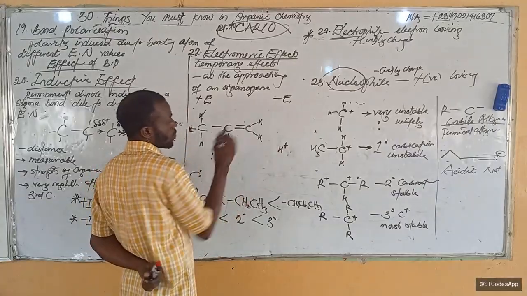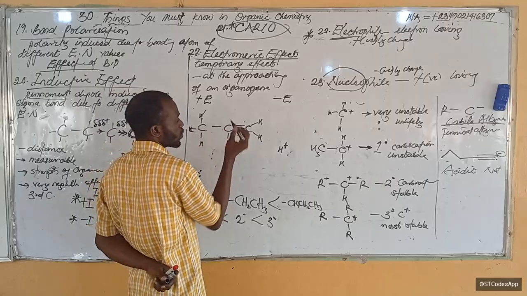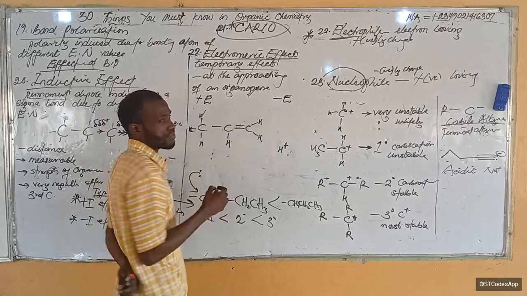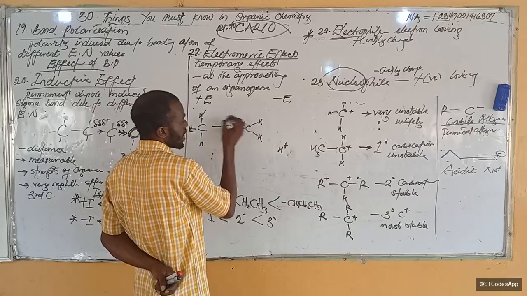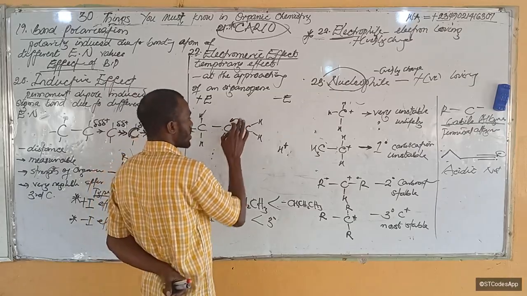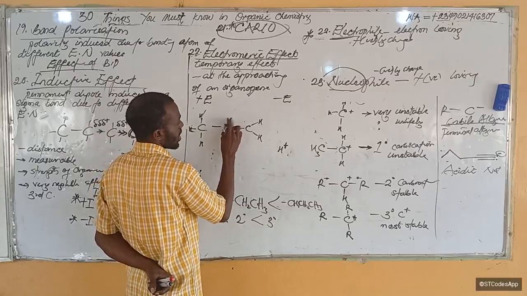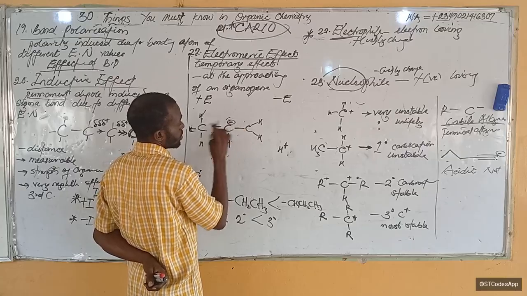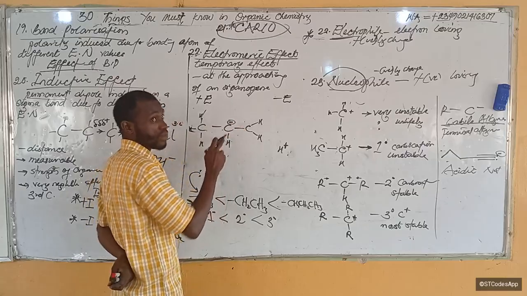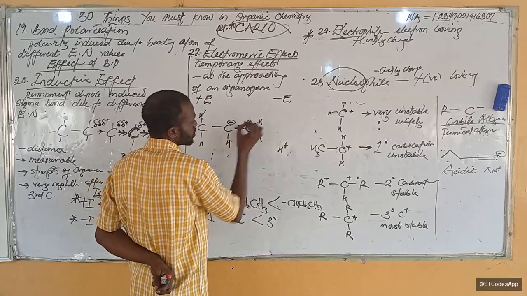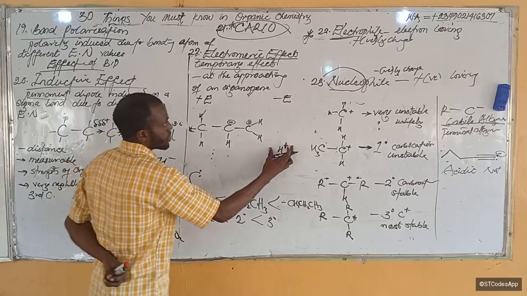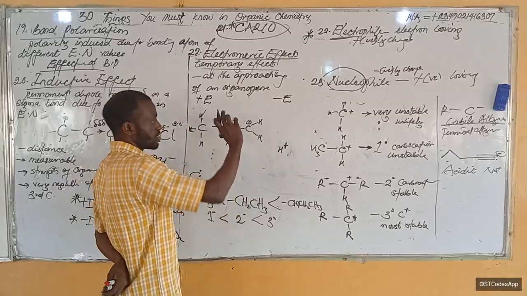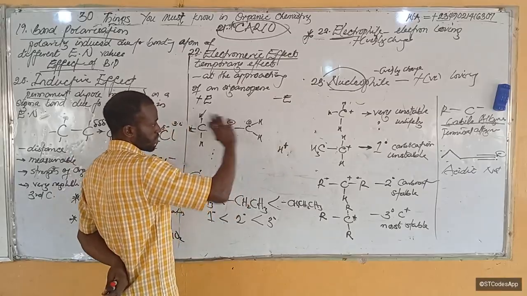So when this guy approaches, what will first happen is that this bond will cleave, okay? Now there are two directions in which the bond can cleave. It's either it cleaves here or cleaves here. Now if the bond cleaves here, what will happen is that this one will have a formal negative charge, this one will have a formal positive charge. So this guy will now be attracted to this point here. Is that okay? This one will now be attracted to this point.